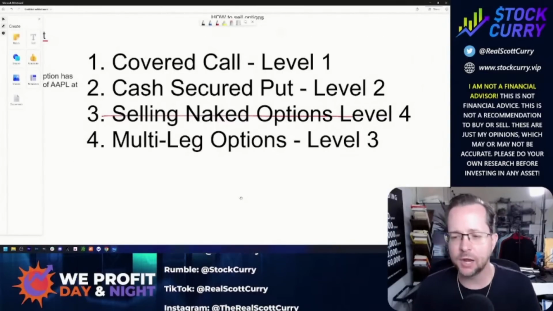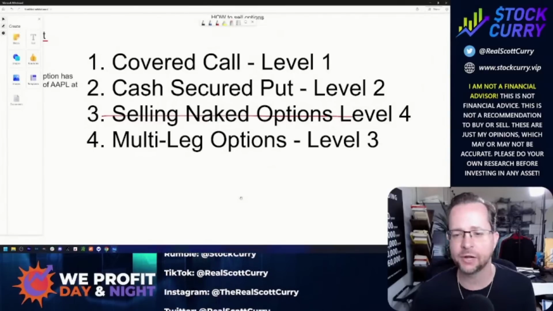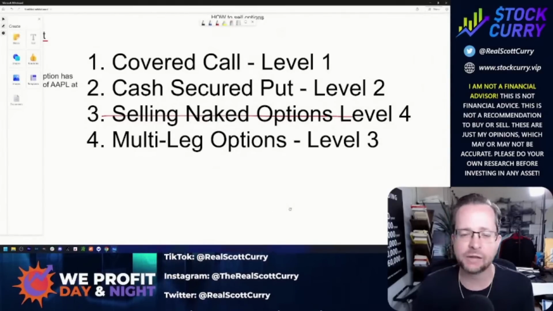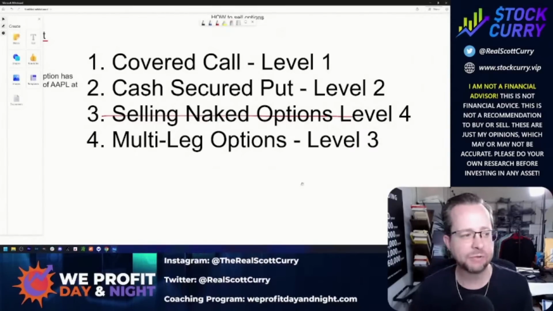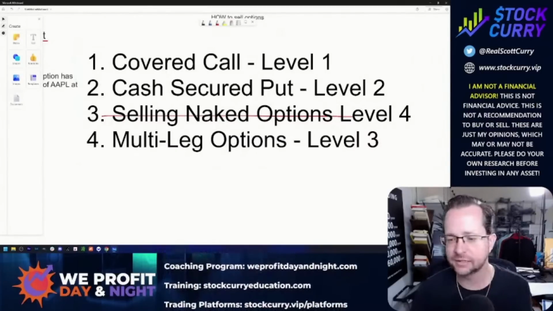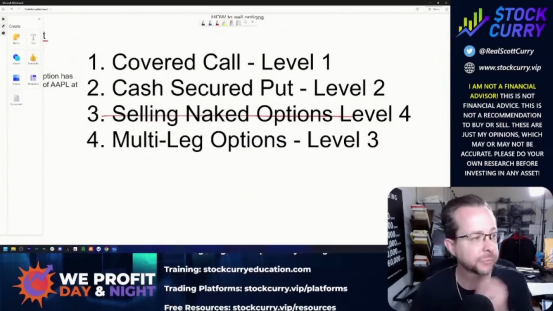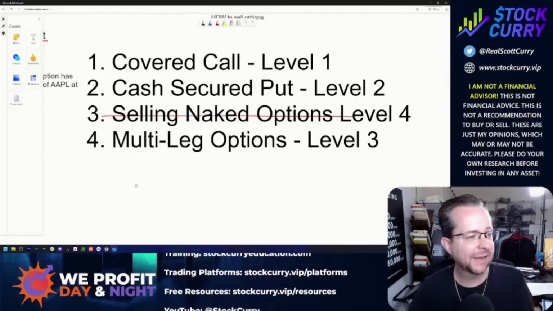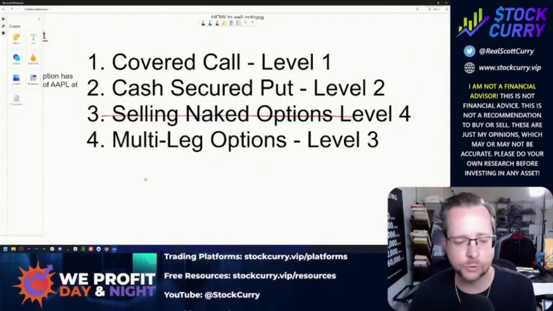So depending upon what you want to do and how you want to trade, these are the option approval levels you're going to need with your broker. Level 1 for covered calls, level 2 for cash secured puts, and level 3 for multi-leg options. Okay, let us continue onward here.